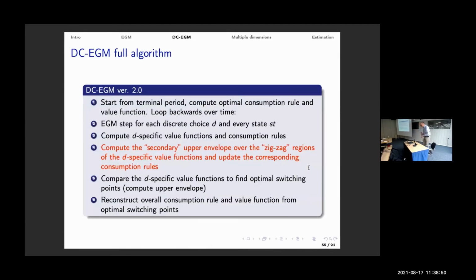All right. So what do we have? We have to add an additional step in this DCEGM algorithm. We now have to filter out these spurious solutions by doing the secondary upper envelope on the choice-specific value functions that come out of the EGM step.